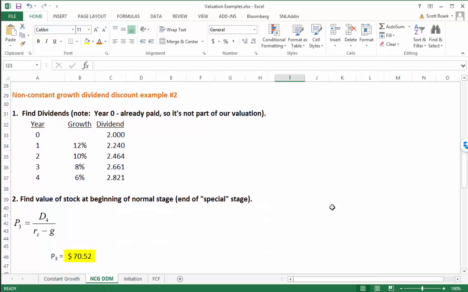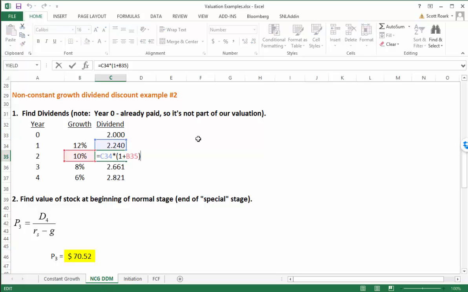For part 1, we're still going to find the dividends. If we go through and calculate each of these starting with D0, we can grow that by 12% in the first year. We grow it by 10% in the second year. We grow it by 8% in the third year.